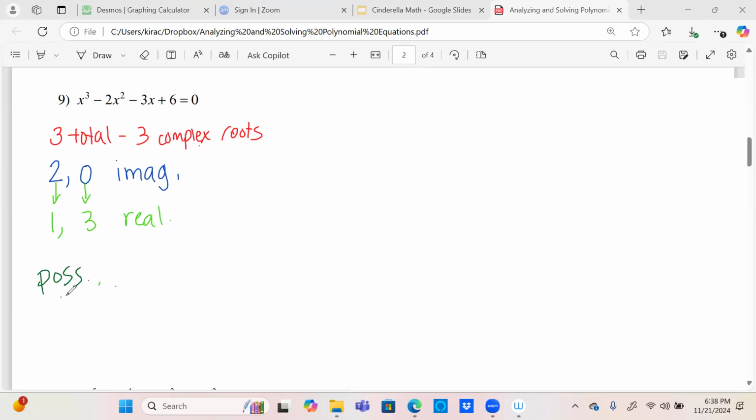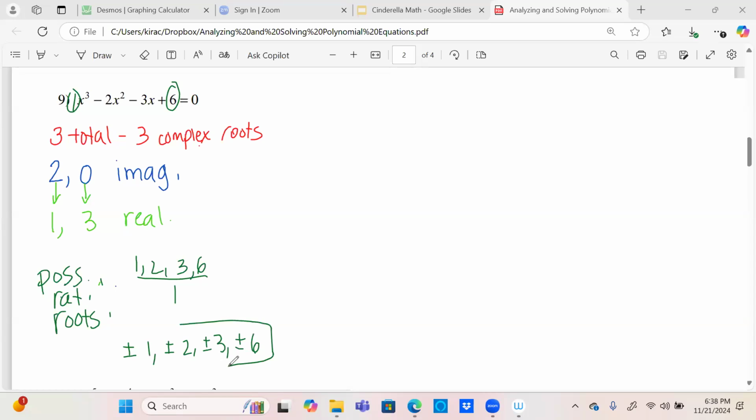Possible rational roots. Take the back number. Factors of 6 are 1 times 6 and 2 times 3. Take the front number, divide, and there's our possible roots. Give each one a plus or minus. So if this has pretty answers, it must come from that box.